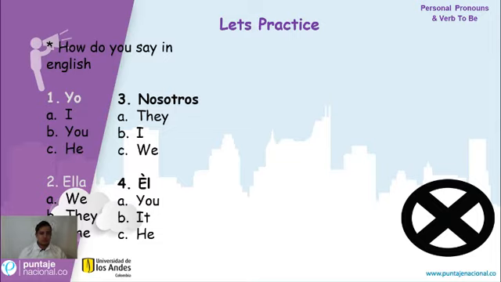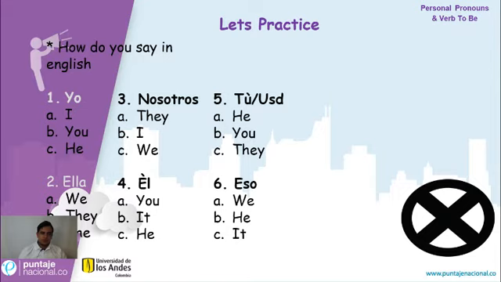The next one is él. You have to choose among A, you, B, it, C, he. Okay? Then you have tú o usted. You have the choices. A, he, B, you, C, they. The next one is eso. You have the choices A, we, B, he, or C, it. Please answer the questions, and if you have some questions for me, you can do it in the chat.